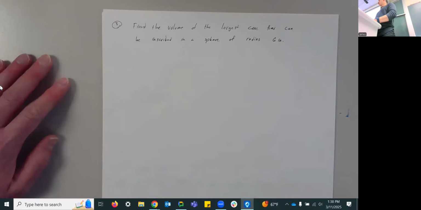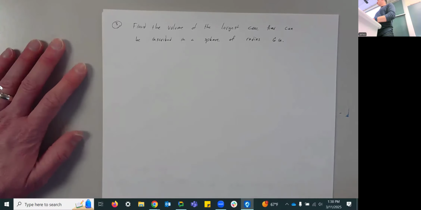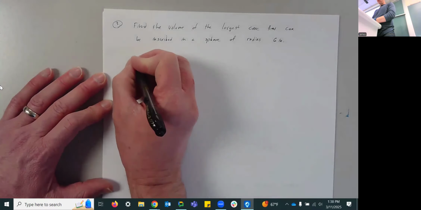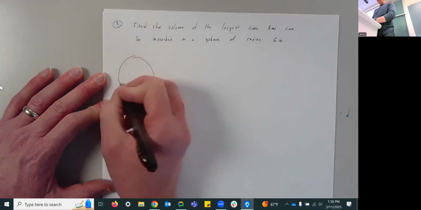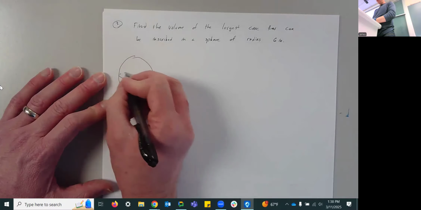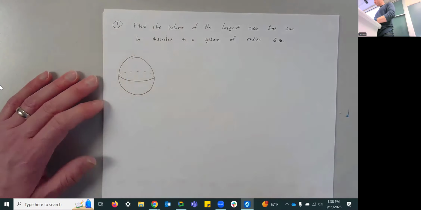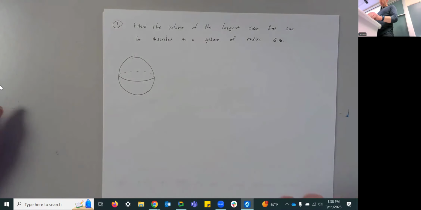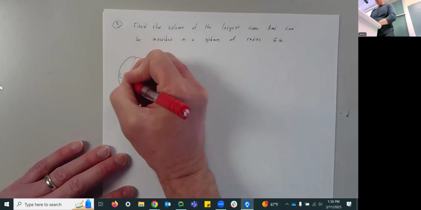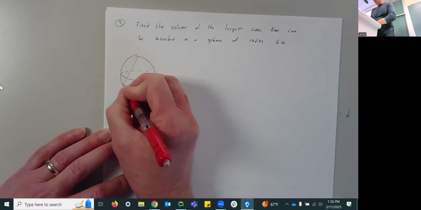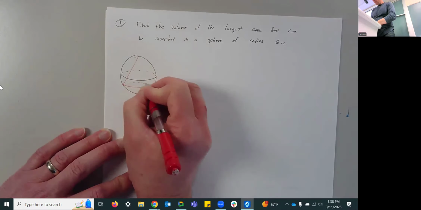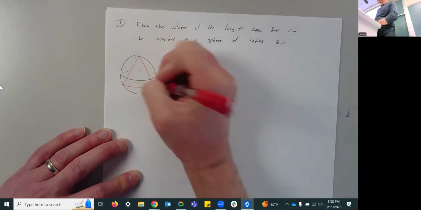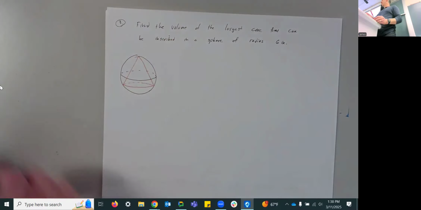So there's two pictures we're going to draw here. One of them not very helpful. So here's the picture of what's actually happening. We've got a sphere, got a radius of 6 inches, and then we're inscribing inside of it a cone. There's my cone. But that picture doesn't really help us a lot.